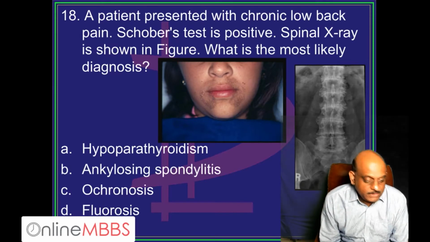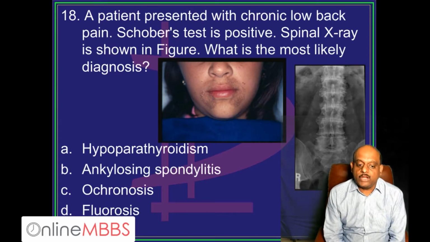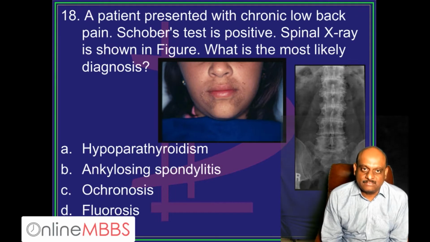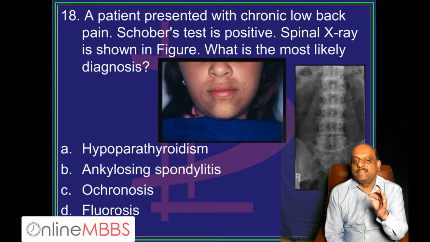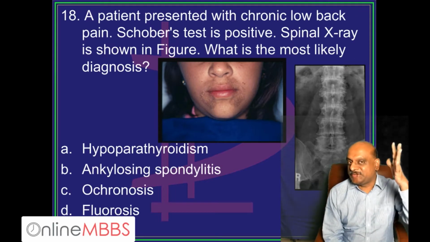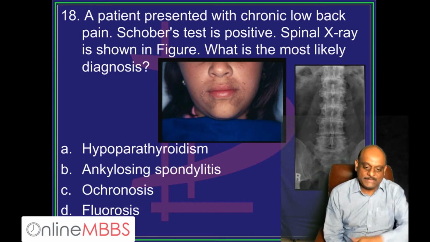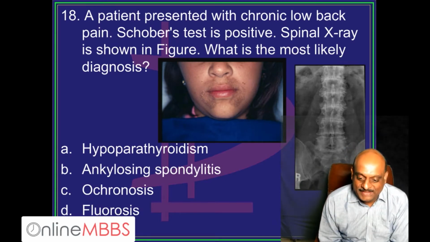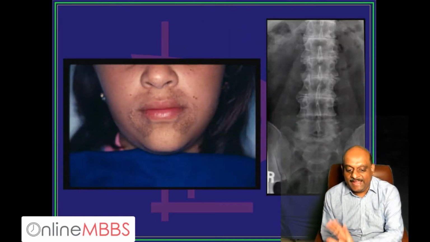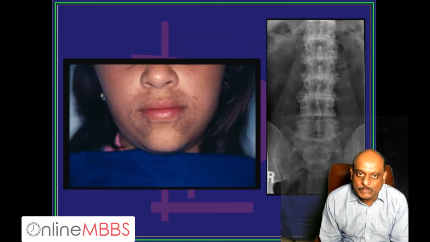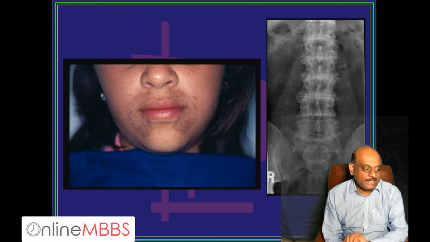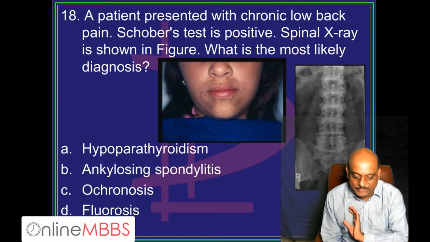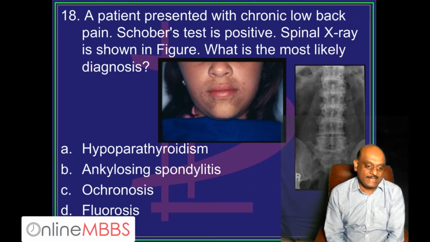A patient presented with chronic low back pain. I know you cannot answer this question. Schober's test is positive. Spinal X-ray is being shown to you. Appearance of the patient is also given to you. What is the most likely diagnosis?